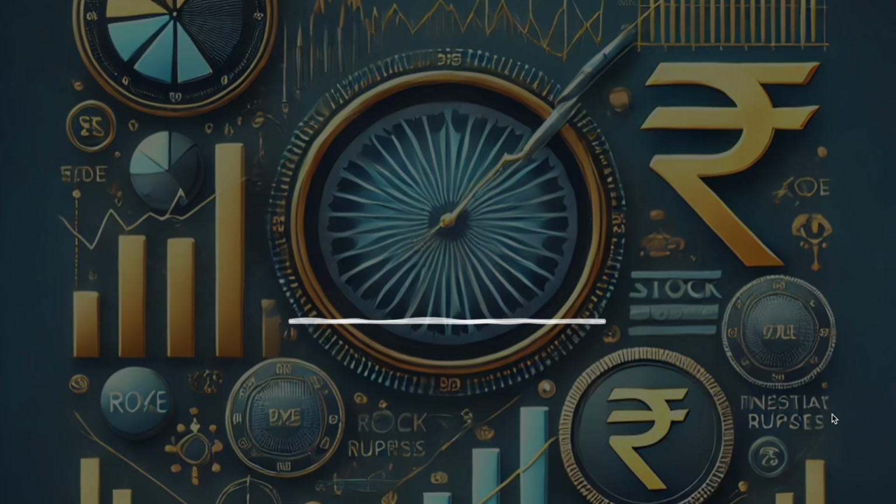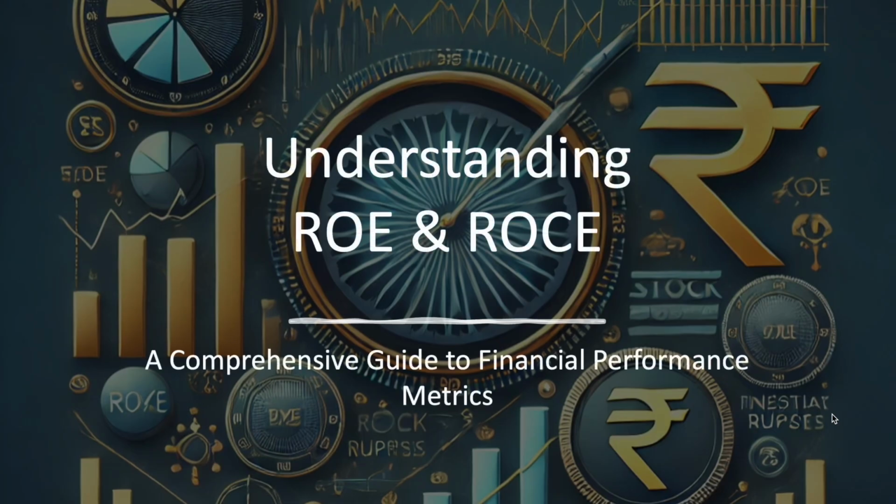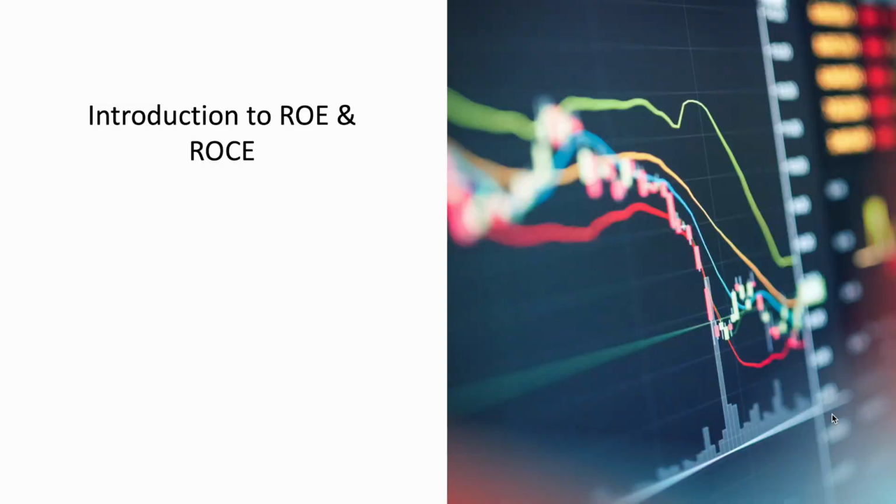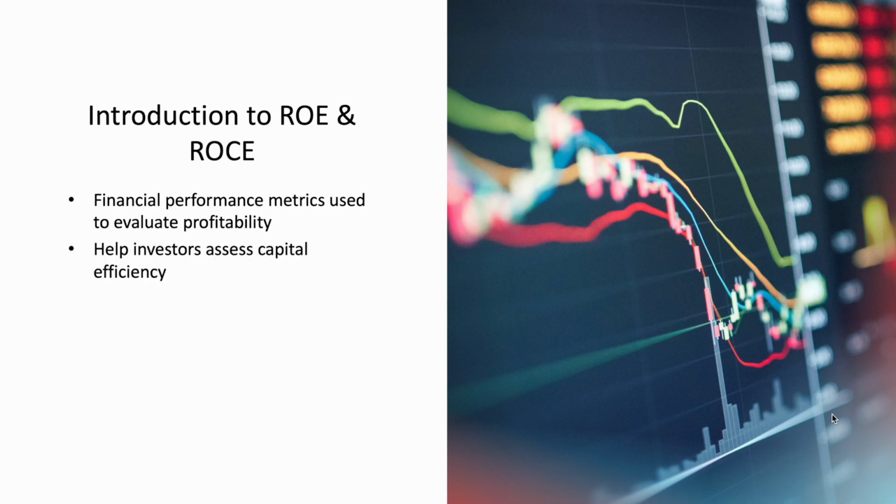In today's video, we are diving into two essential financial performance metrics: return on equity and return on capital employed. These indicators help investors and business owners assess a company's profitability and efficiency in using capital. So, financial performance metrics are essential for understanding a company's profitability. Two of the most important indicators, ROE and ROCE, help investors assess how efficiently a company uses capital.